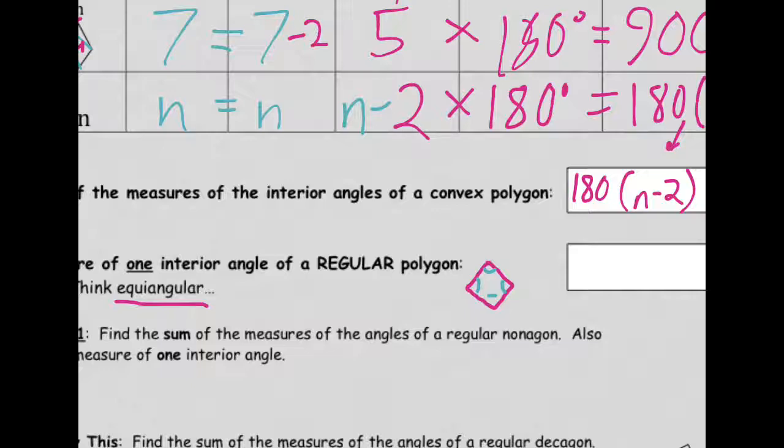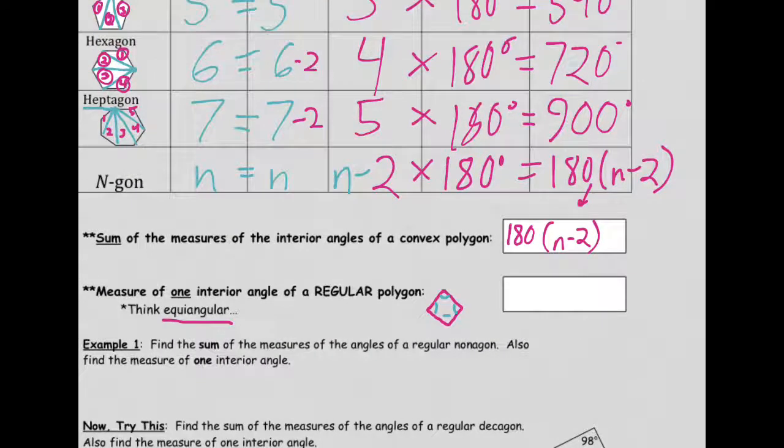Okay? We're going to bring this down. It's going to be 180 times n minus 2, so that's the sum of the measures of all of your interior angles, and then you're going to divide that by the number of interior angles you have. Well, in the square you have 4, so you would divide that by 4.